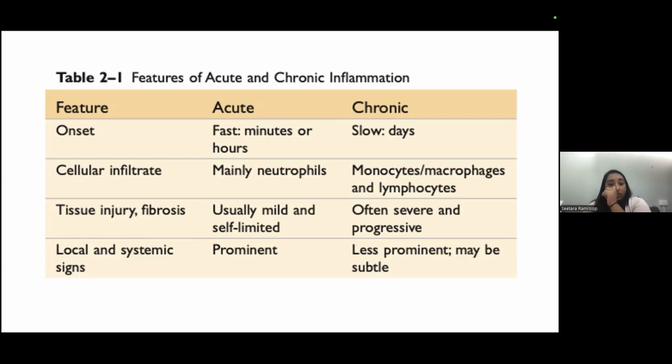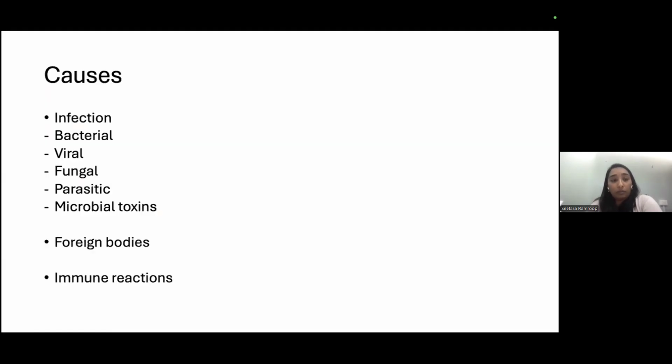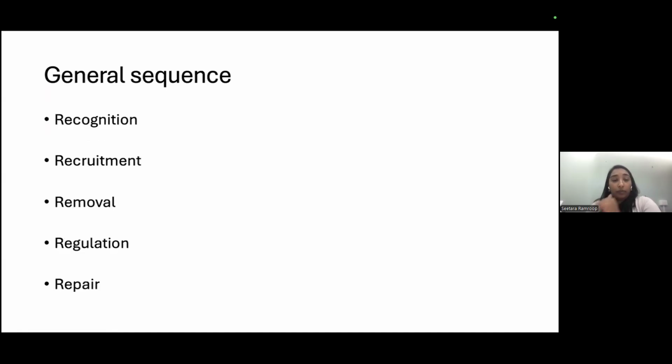The type of tissue injury with acute inflammation is usually mild and self-limiting, whereas with chronic inflammation, it's usually severe and progressive. There are prominent local and systemic signs of acute inflammation, whereas with chronic, it's less prominent and might be a bit more subtle. The causes that lead to inflammation can be infective causes, whether bacterial, viral, fungal, parasitic, the presence of foreign bodies, and that of immune reactions.